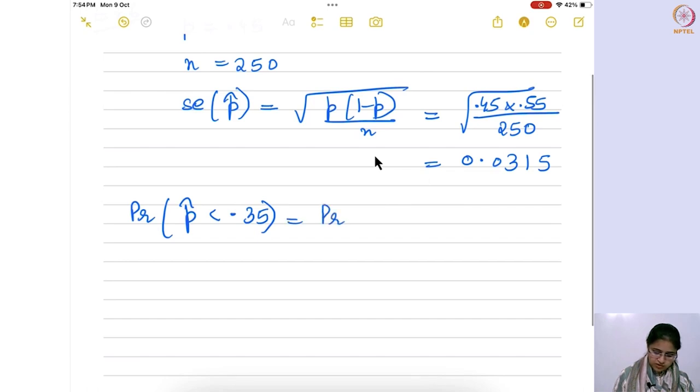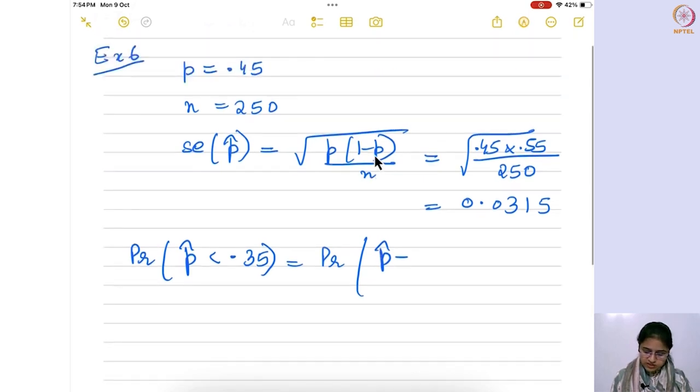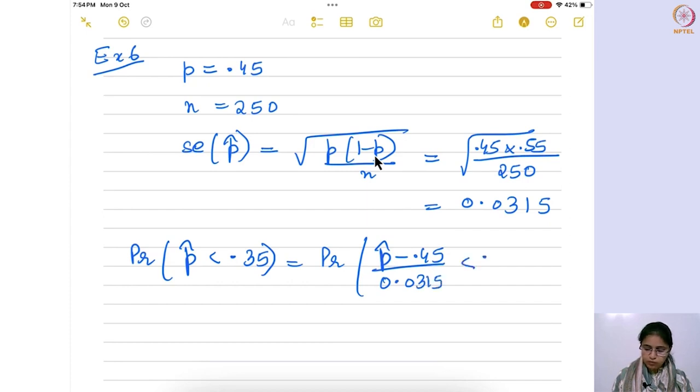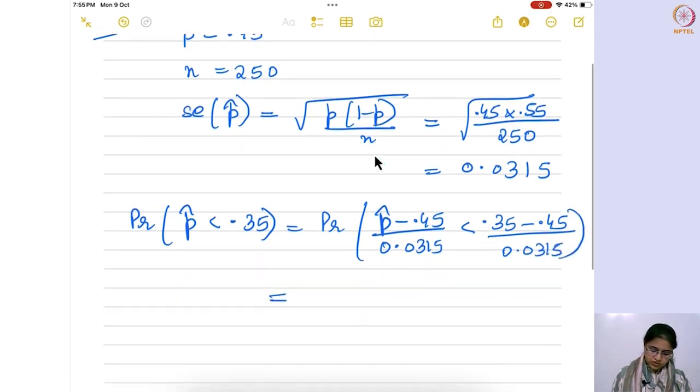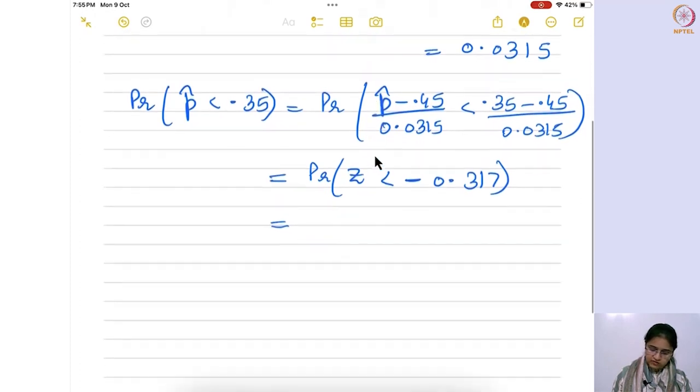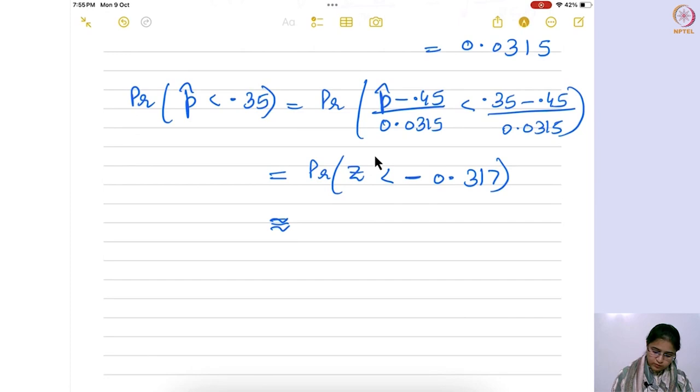So this is the probability that p hat minus p, that is 0.45, which is given to you, divided by the standard error, 0.0315, will be less than 0.35 minus 0.45 divided by the standard error, 0.0315. Finally, this side will become your standard normal variate, and this one would be negative, and it would be about 0.317. You can check these values, and when you look at the standard normal table, this comes out approximately 0.3756.